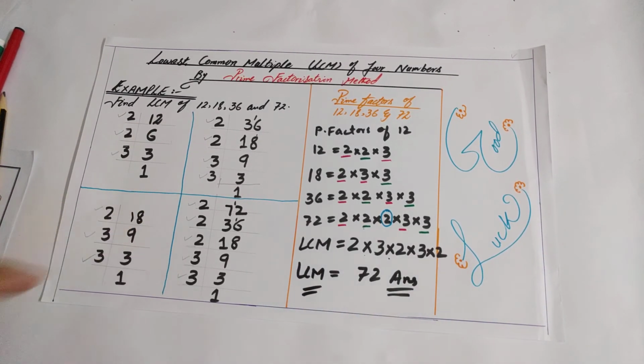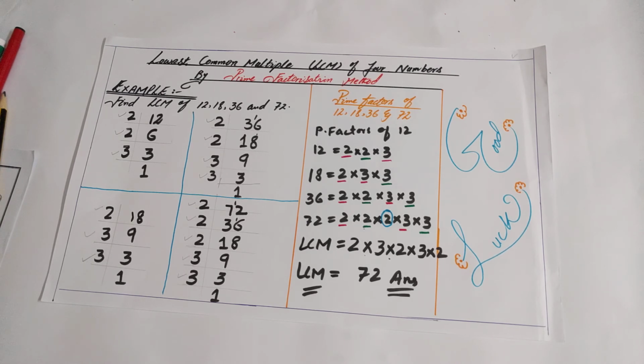I hope you have understood this lecture. This is all about LCM by the prime factorization method for 4 numbers. Now I hope you can solve more examples by yourself. With the help of this example, you can solve other examples by yourself.